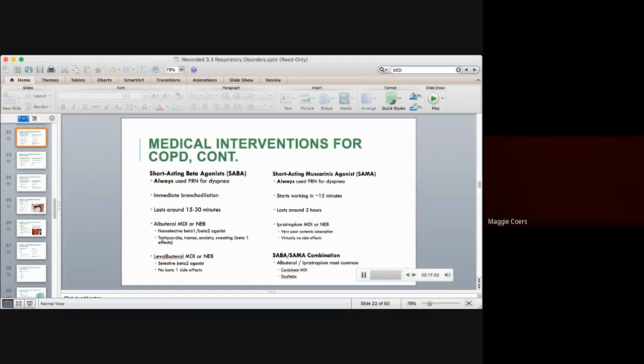SAMAs are pretty safe. They don't really get absorbed out of the lungs, and there are pretty much no side effects from these.